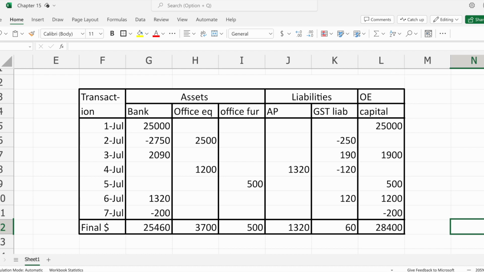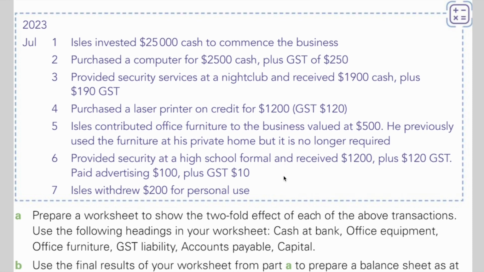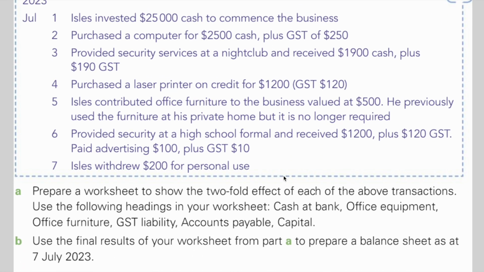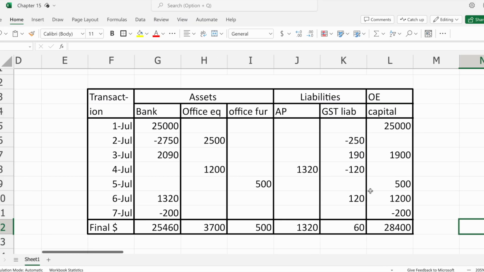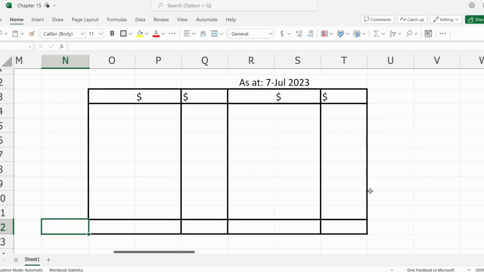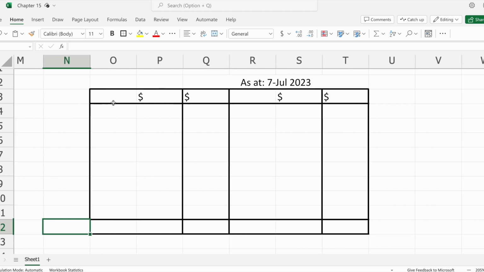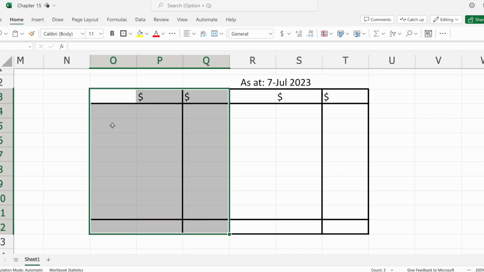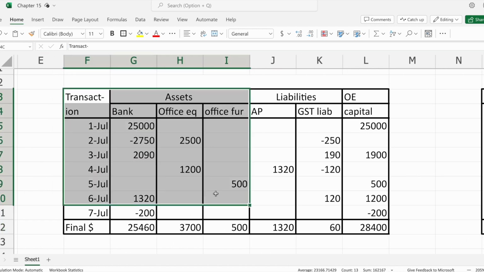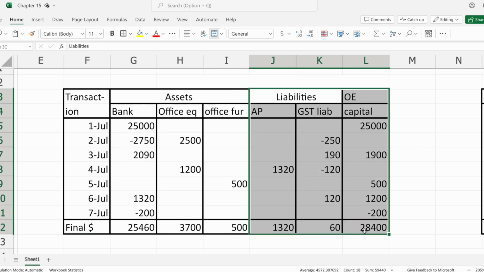the worksheet analysis. So now the second part of the question is: use the final results of your worksheet from part A to prepare a balance sheet as at 7 July. So now we have to convert this information into a balance sheet. So as you know, this is how a balance sheet looks. I'll give you a quick run through of a balance sheet. The left side is the same as the worksheet, where the left side is assets, and the right side is the total equities.